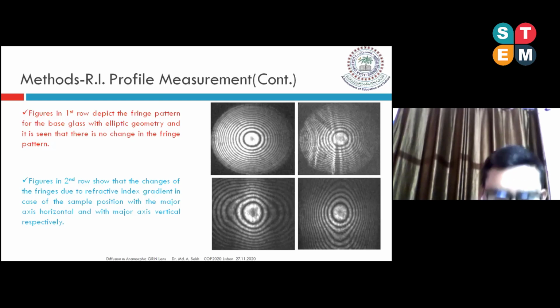This first one is along the major axis, and this one is when the major axis is vertical and the other is when the major axis is horizontal. And from these two figures, it is obvious that the refractive index has been modified in the sample itself, and the modifications are also not the same. It is different in two perpendicular directions, and definitely it will be different in between these two directions as well.